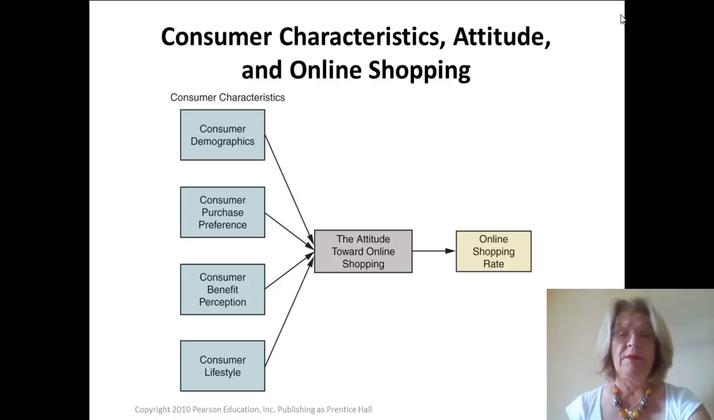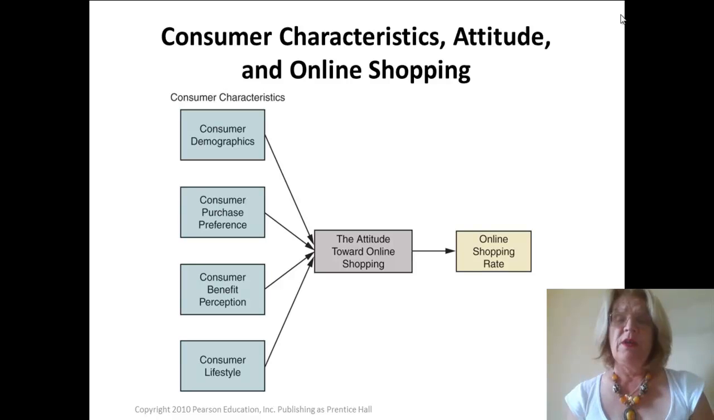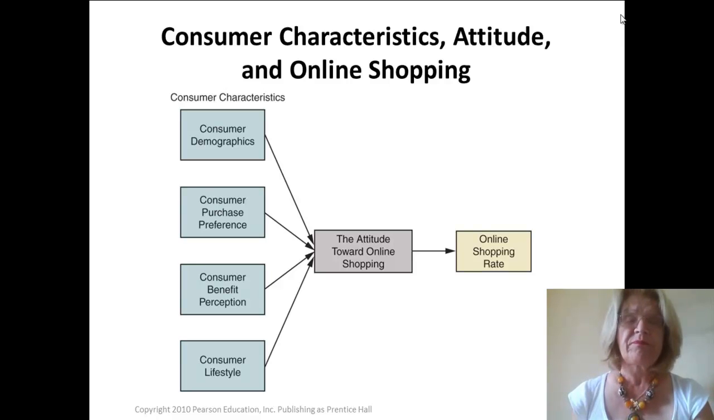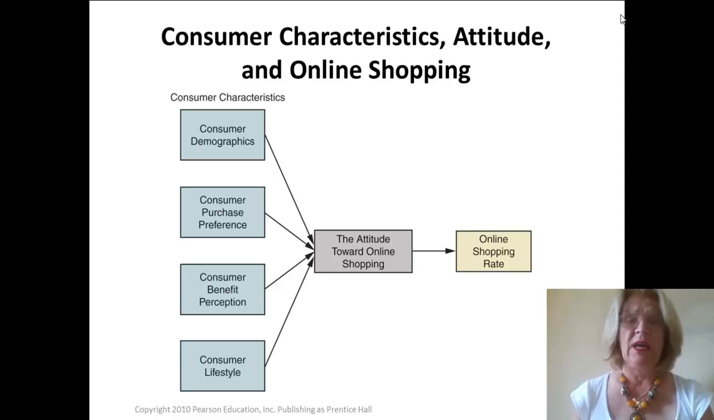This is a model that looks at people's attitude towards online shopping. Here are the different consumer characteristics that influence the attitude. First of all, consumer demographics, purchase preferences, the benefits that the consumer considers to obtain, and naturally the consumer lifestyle.